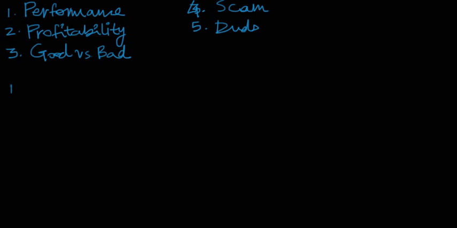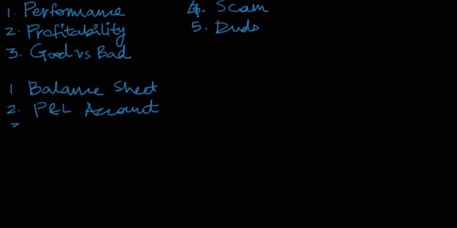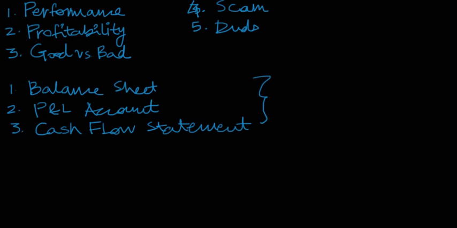The first is the balance sheet. The second financial statement, important financial statements, is the P&L account, also known as the profit and loss account. And the third statement, and also a very important statement, is the cash flow statement. So these three financial statements actually form the backbone of a company's financial analysis.